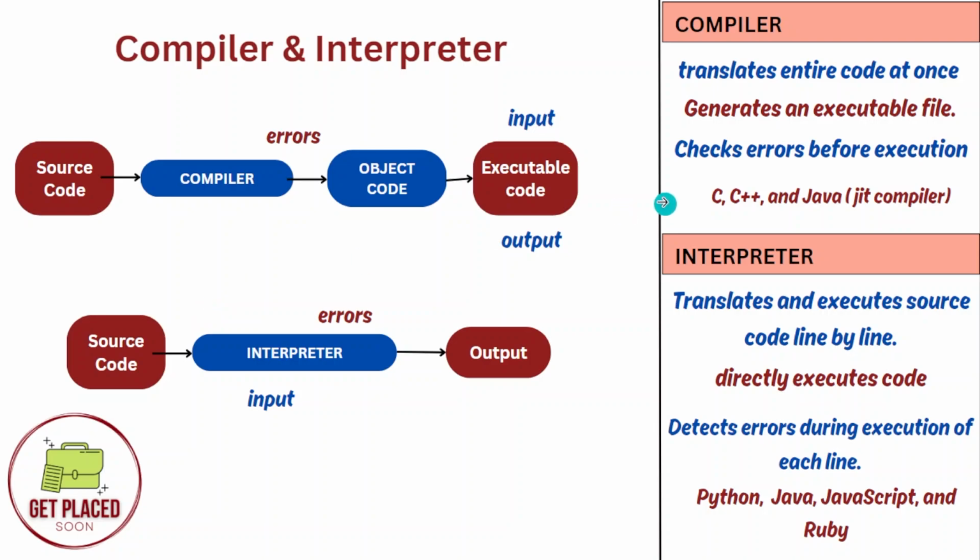So these are the basic differences, and this is how the compiler and interpreter work.